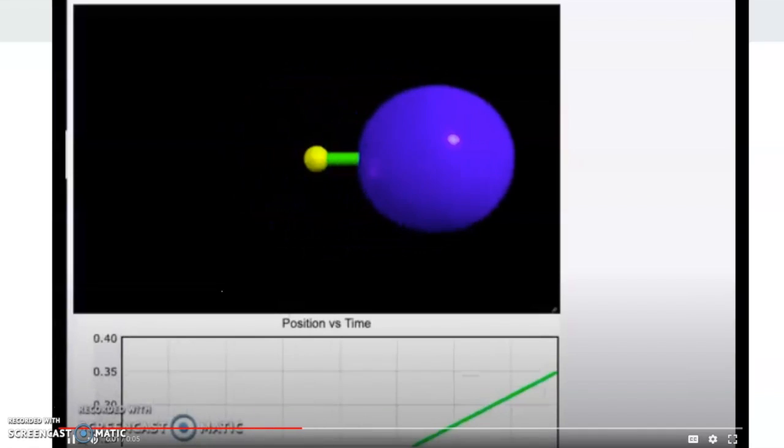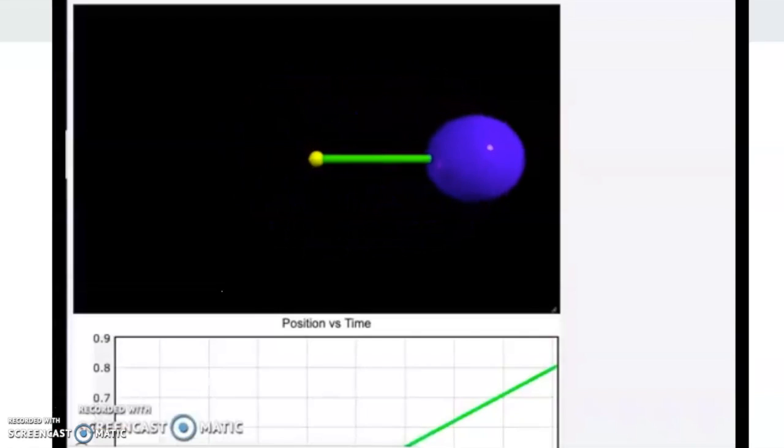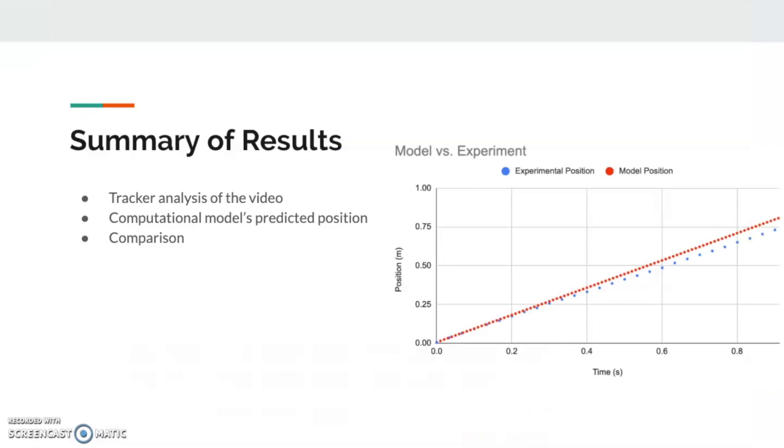Here we see the outcome of the coding, the computational model of motion of the object. Having used Tracker to mark and record the x-coordinate of the center of the ball at 28 sequential frames, I created a graph of the observed position values over time.